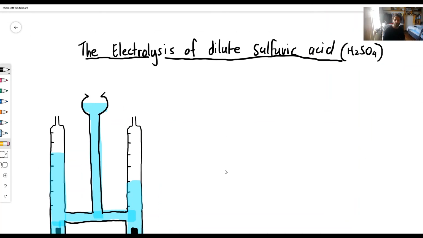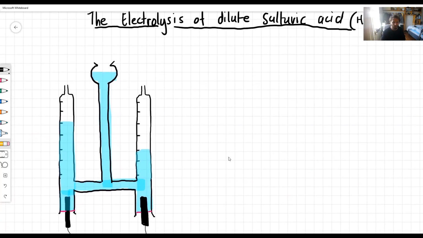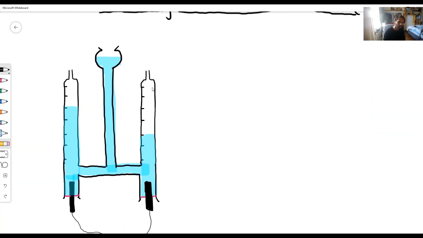Okay, and on to the last reaction, or not reaction, but experiment on the electrolysis of dilute sulfuric acid, which is H2SO4. Okay, excellent. So what we've got here is an apparatus where we can actually measure the volumes of gases. So as soon as gas is produced, these bubbles will start to form. What's going to happen is the gases are going to be present in this section, and there's going to be a different gas that gets produced at the other electrode, and the gas is going to form in this section.